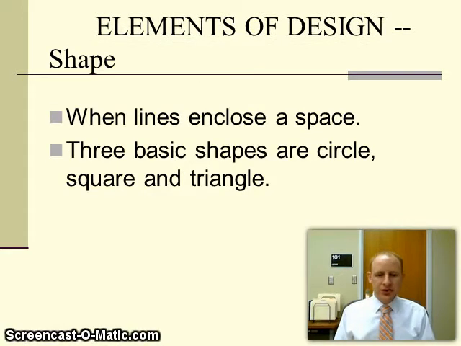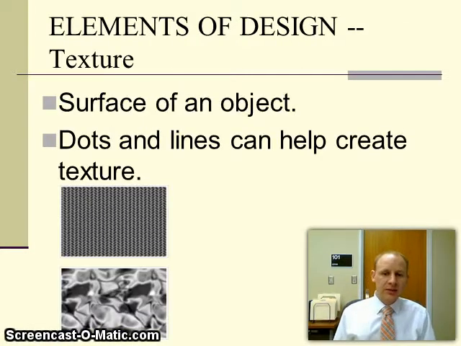Then the third element is shape, and when a line is enclosed in a space, it creates a shape. There are three basic shapes: the circle, square, and triangle, and the combination of those different shapes can create all the other shapes that extend from them. And then the last element is texture, which is important as well. Texture deals with the surface of an object. It can be the physical surface of it, or it can be the visual surface of it. So dots and lines can help create texture as well.